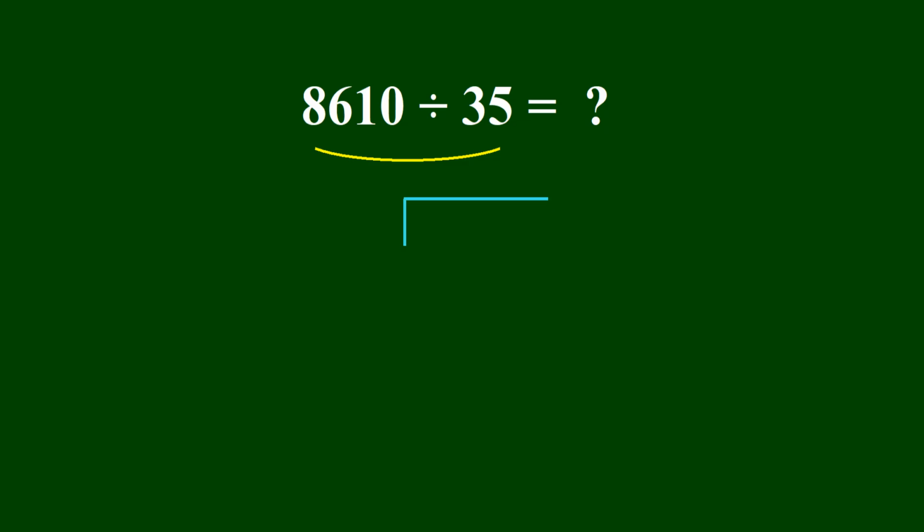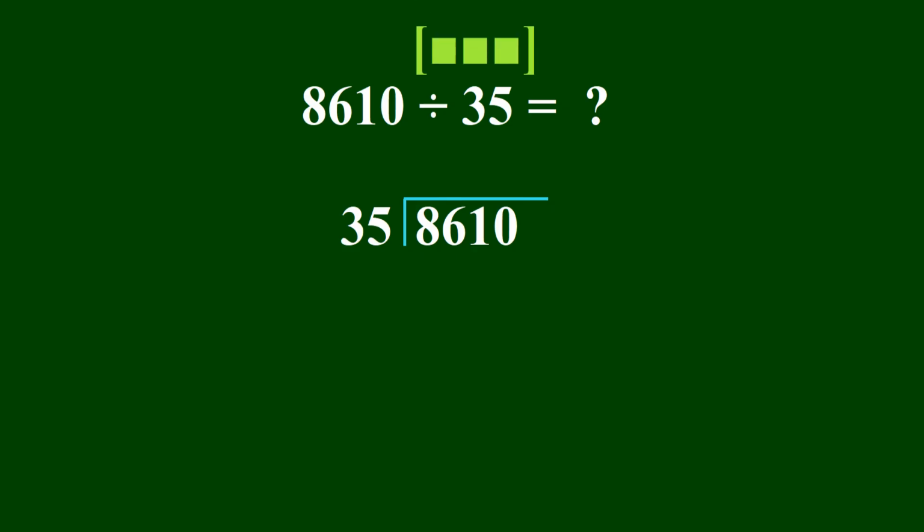First, we draw the division bracket, then move 8,610 inside the bracket. This is the total we are dividing. Finally, move 35 to the left of the bracket. This is our divisor. The answer to our division will be written right here on top of the bracket. This is called the quotient.